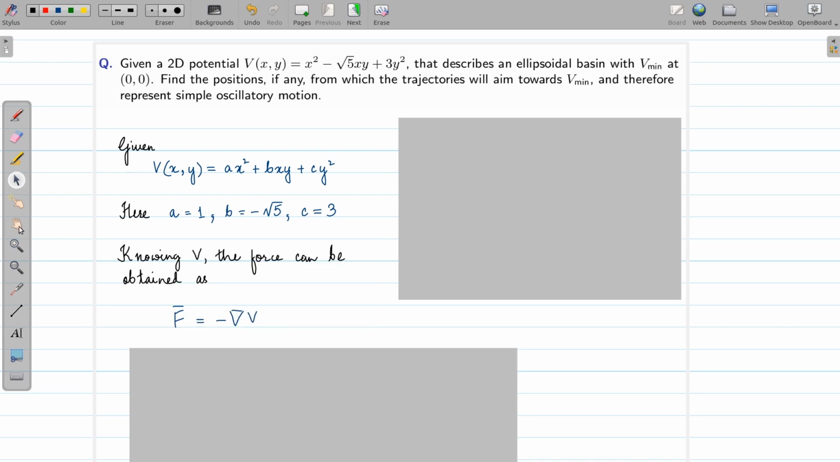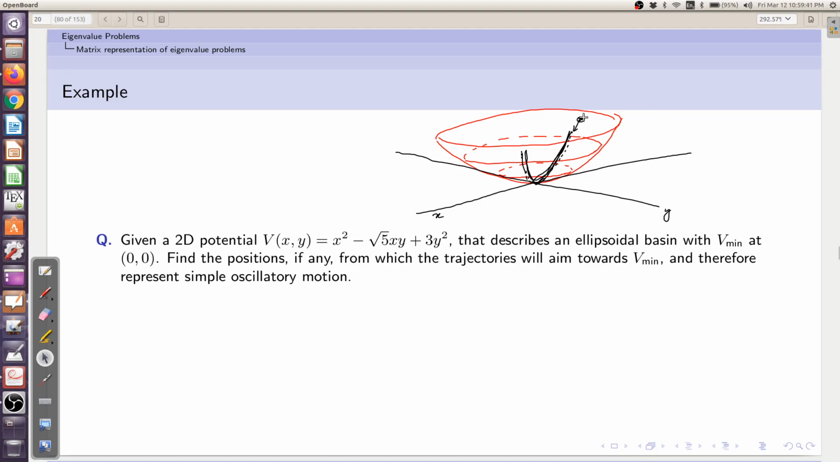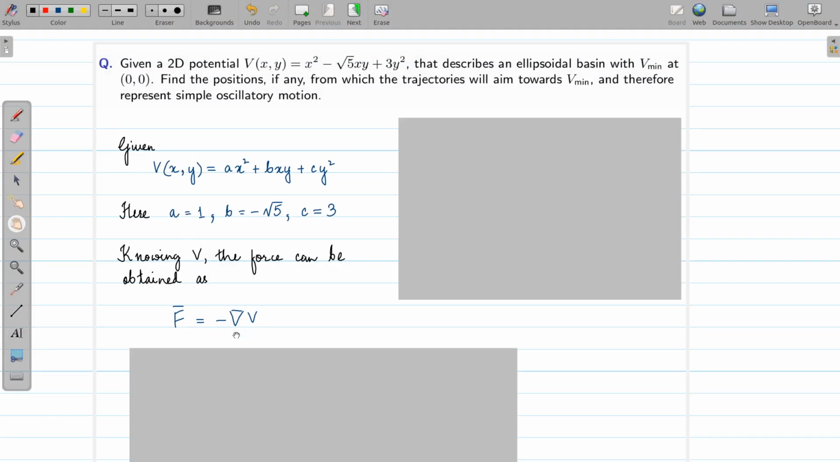So we need to find out the force. Because if I want to aim this trajectory, if I leave a particle on this ball, like if I go back here, if I take the particle and place it over here, its motion is going to be determined by the force that is acting on this, and the force that is acting on this is going to depend on the potential. Okay, and how does force depend on the potential?